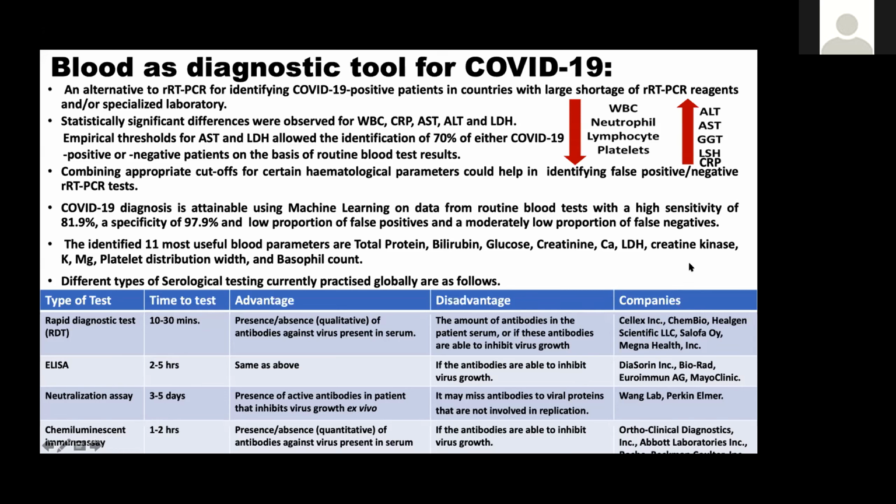In another recent study in Spain, the group used machine learning and artificial intelligence to see whether blood parameters can be used for serological testing or not. They identified 11 blood parameters like total protein content, bilirubin content, glucose, creatinine, calcium, creatine kinase, LDH, potassium content, magnesium, platelet distribution width, and basophil count. They used deep neural learning and a random tree algorithm for their calculation. So it can be seen that if we want, then we can use blood as a diagnostic tool for this disease. Next slide, ma'am.